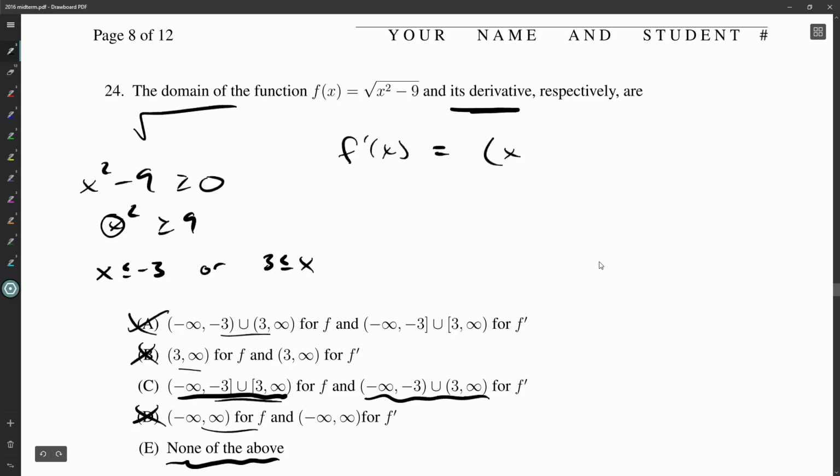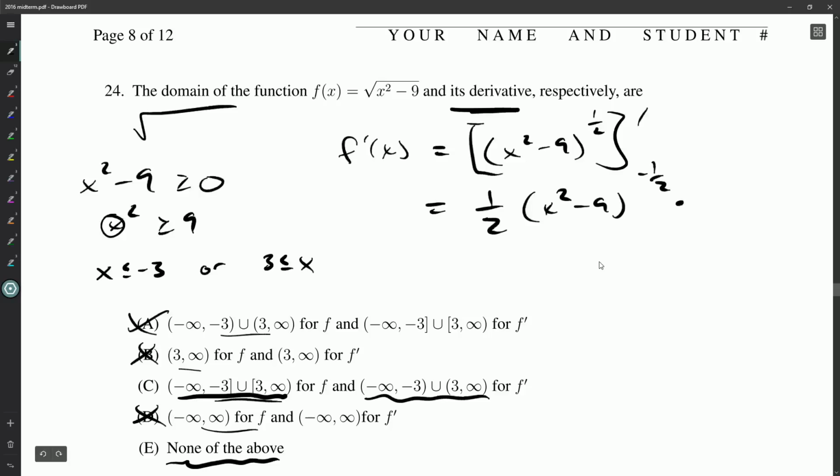All right, so it might be easier to write this as x squared minus 9 to the 1/2. And then we can use the chain rule. The half comes down. X squared minus 9 goes to the minus 1/2. And then we multiply by the derivative of the inside function, so 2x. And so this 2 and this 2 will cancel out. X over the square root of x squared minus 9. Remember, the 1/2 makes it a root, and the minus means we put it in the denominator.